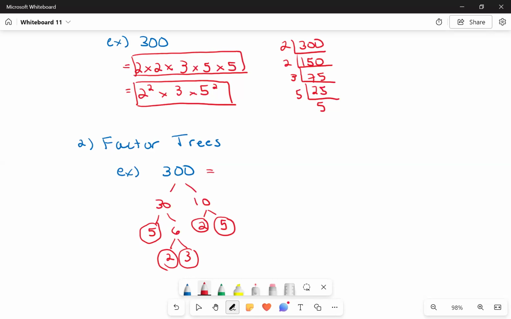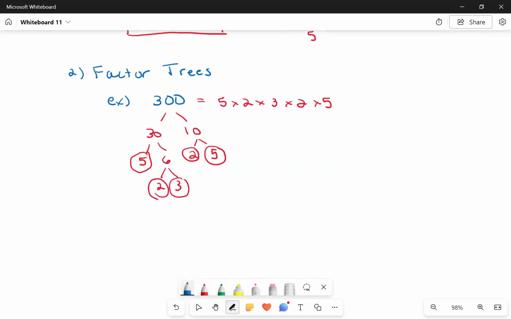Now you could write them in different order. 5 times 2 times 3 times 2 times 5. That's not in ascending order, right? I'm just kind of listing them all down. Or again, you can write it in the order we did above, where we put it in smallest to biggest, or with exponents. Okay. The other approach is called the 2 factors approach.